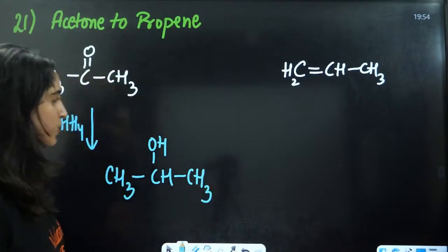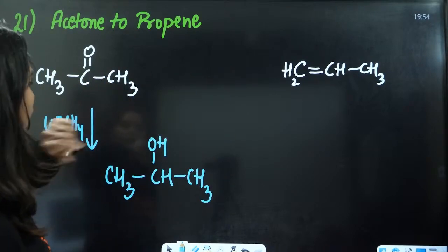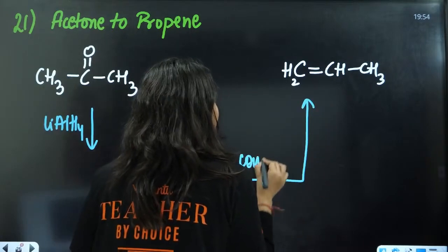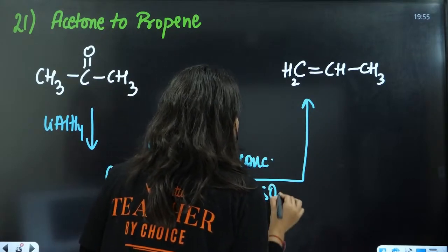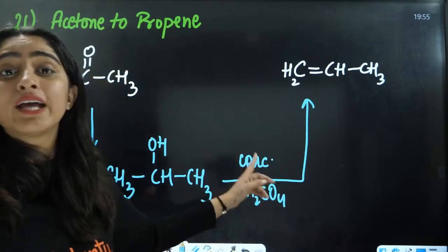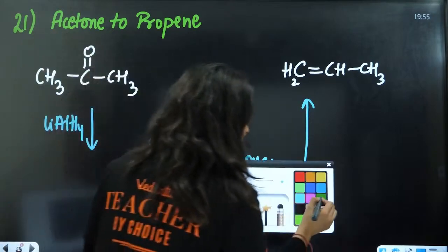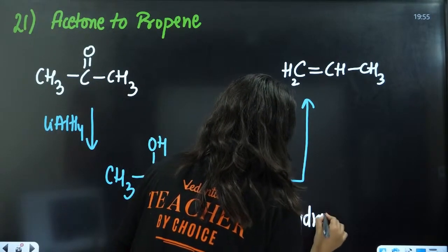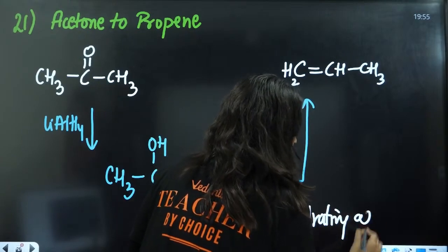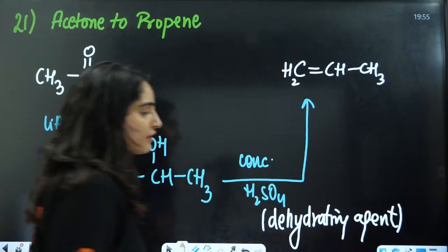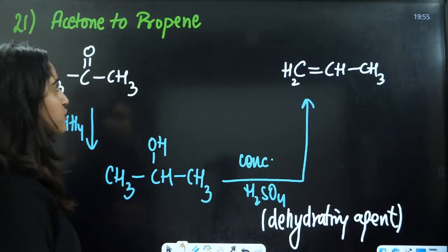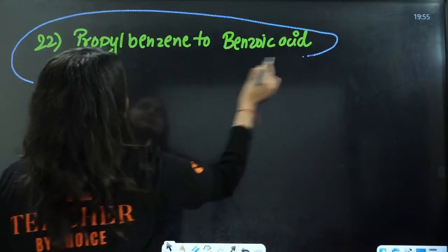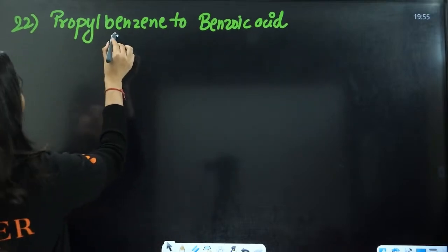Now this is going to be dehydration. For that you need concentrated H2SO4, which is a very good dehydrating agent. Okay? Understood this, everyone? Next is propyl benzene to benzoic acid.